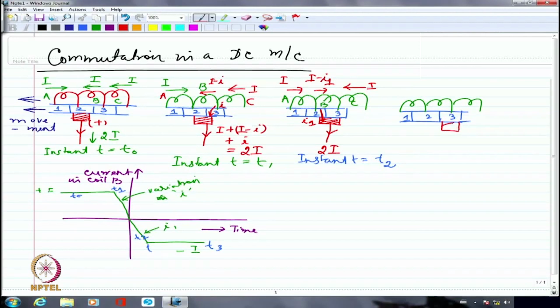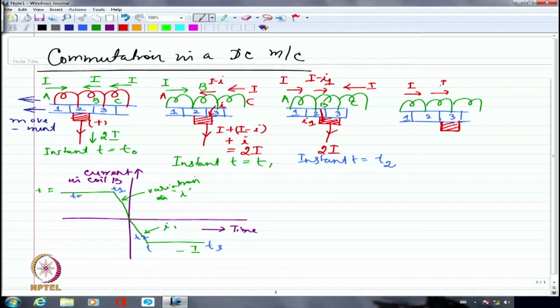Now because the armature has moved further, I am going to have the contact only with 3. So what I should have expected is that this should have defected completely in terms of its current direction. I should have this as I. There should not be any current going through commutator segment 2. Everything should have gone only through coil B and then segment 3. That's what I should have anticipated.